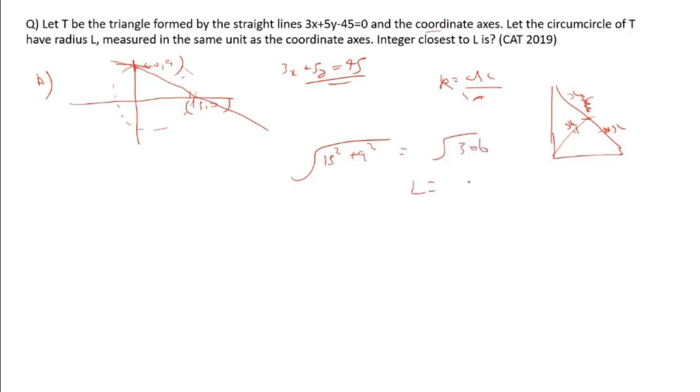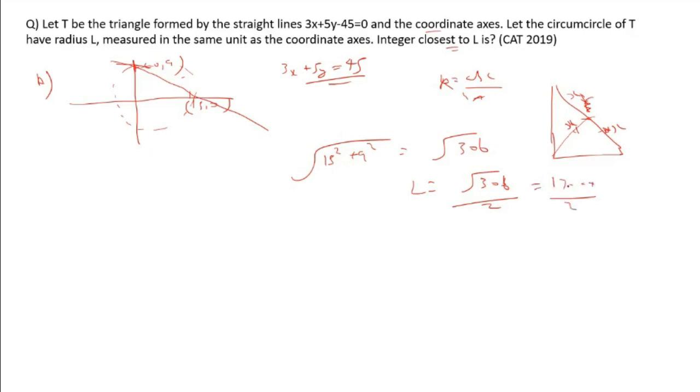So my L would be root 306 by 2. This is my L. I am asked what? The integer closest to L. Now I know that 17 square is 289, 18 square is 324. So this will be 17 point something, I don't know what, by 2.